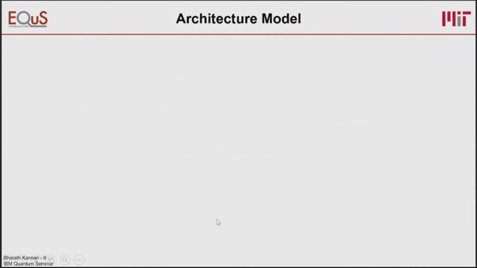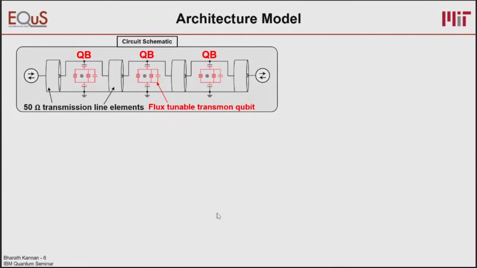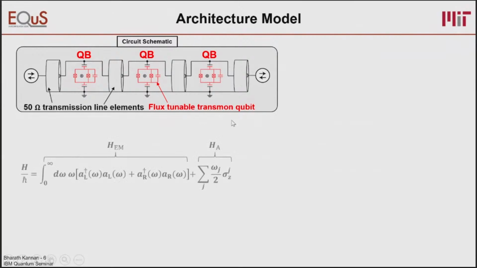So to begin, let's get a bit more specific and talk about how this sort of architecture is modeled. In our devices, we typically have these transmon qubits. They're flux tunable, so there's a SQUID in which we can thread a magnetic field to tune the qubit frequency. And they're capacitively coupled to a 50 ohm transmission line, which serves as the waveguide. If we write down the Hamiltonian for this system, we can first write the electromagnetic and atomic Hamiltonian separately.